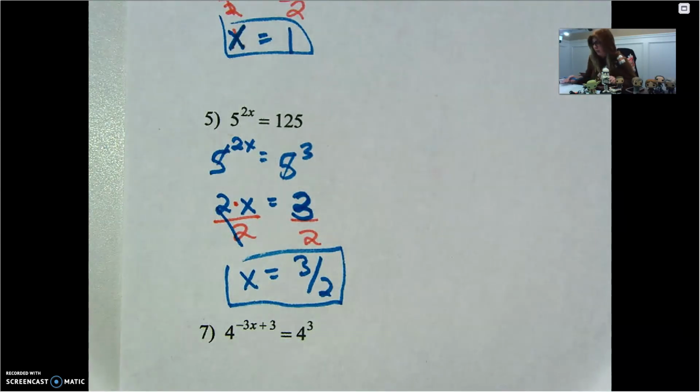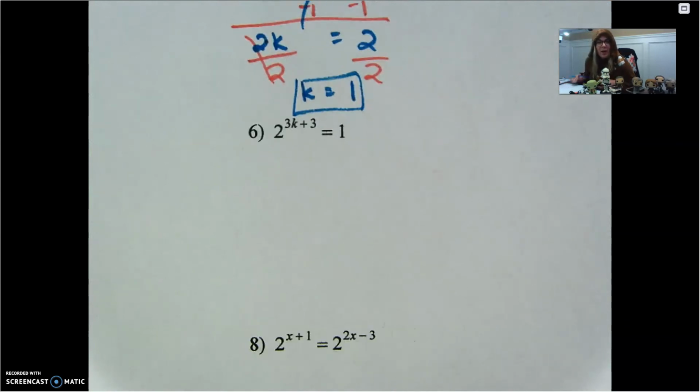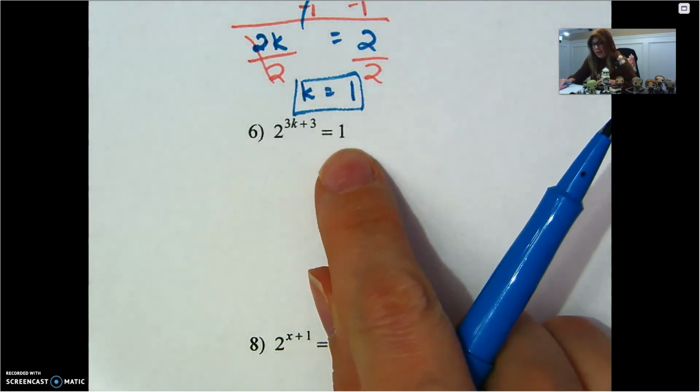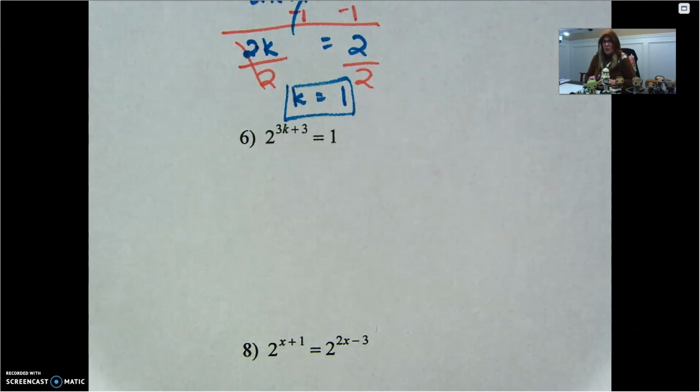All right, number 6. We have 2 to the 3x plus 3. How am I going to turn that into something with a base 2?